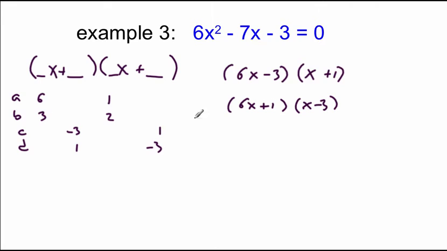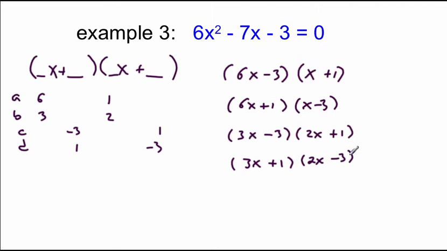Then we could have also had (3x minus 3) and (2x plus 1), or we could have had this other version, so it could have been (3x plus 1) and (2x minus 3). So those would appear to be the four options that we have, and what we really need to do now is to test to see who's going to give us that negative 7x in the middle.